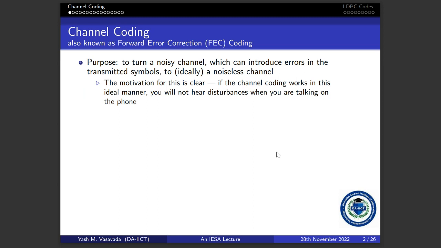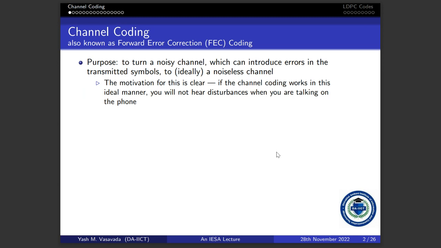This entire technology called forward error correction coding, FEC coding, or channel coding, the purpose is to turn a noisy channel, which introduces errors in the transmitted symbols, to ideally a noiseless channel, right? That is the goal. And the motivation is extremely clear. If that ideal goal is realized, then you would not hear any disturbances when you are talking on the phone, although the actual channel might be impairing your signal and distorting your signal and corrupting your signal in many different manners. Right?